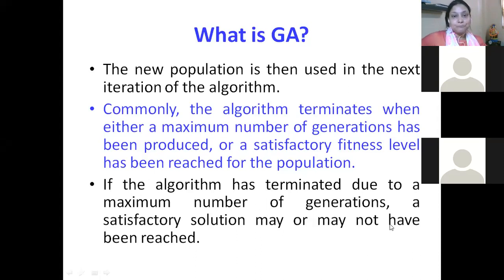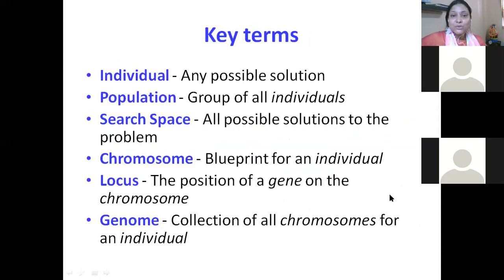Now, coming to the key terms we have learned so far, which are very much associated with any kind of evolutionary algorithm, and obviously the genetic algorithm too: an individual, which is any kind of possible solution. Population, which means the group of all individuals. Search space, which means all possible solutions to the problem; we can start from anywhere. Chromosomes, which are a blueprint for an individual.